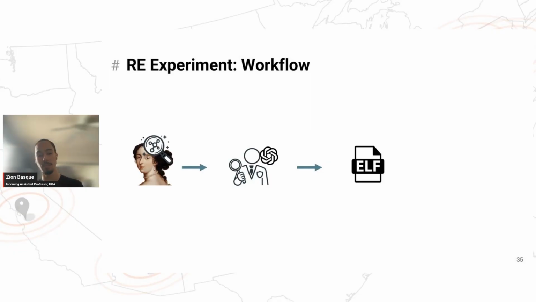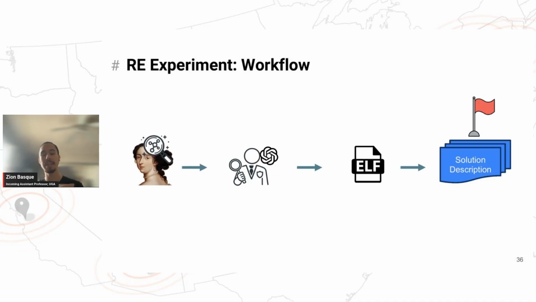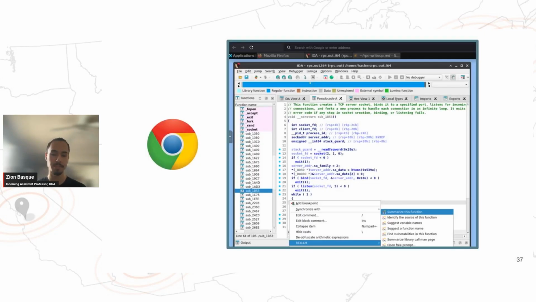Once a reverse engineer, one of these practitioners, went into the study, they had access to a large language model, and then they had access to the challenge binary, for which they would try to solve by capturing the flag, and then submit a solution description. So after reverse engineering it for an hour or two, they would write up a description of how to actually solve it, which we could then reproduce later.